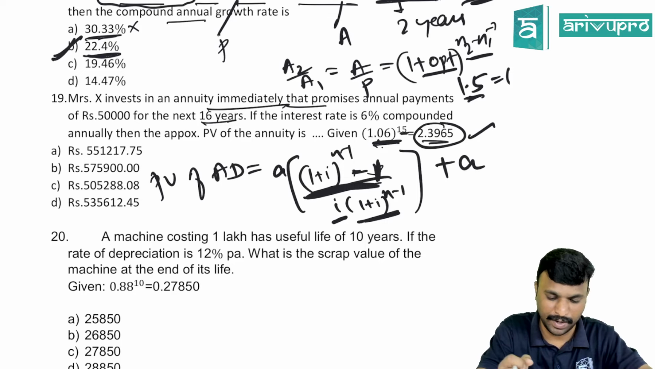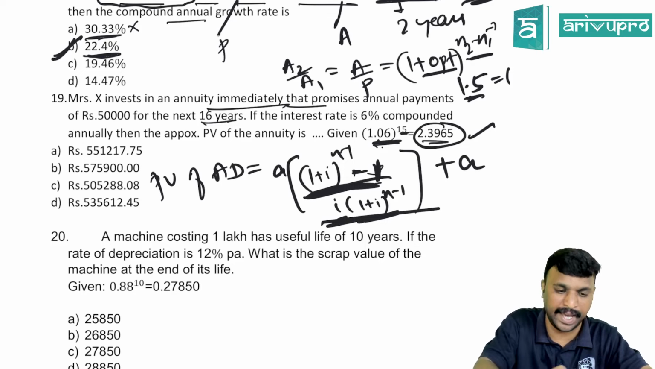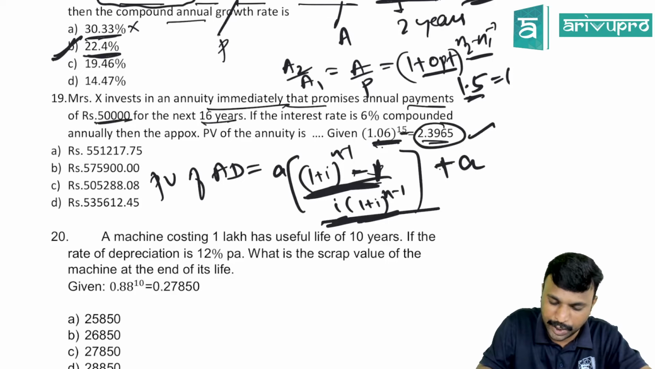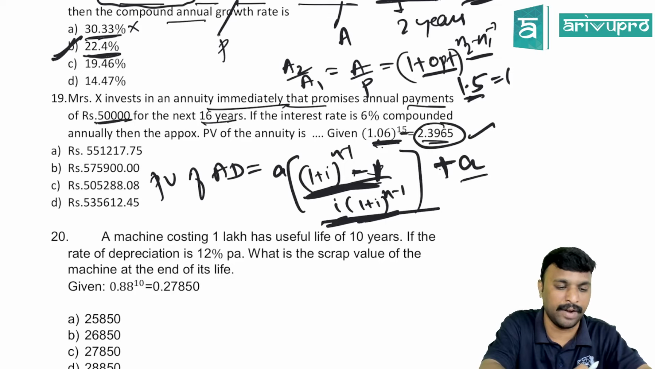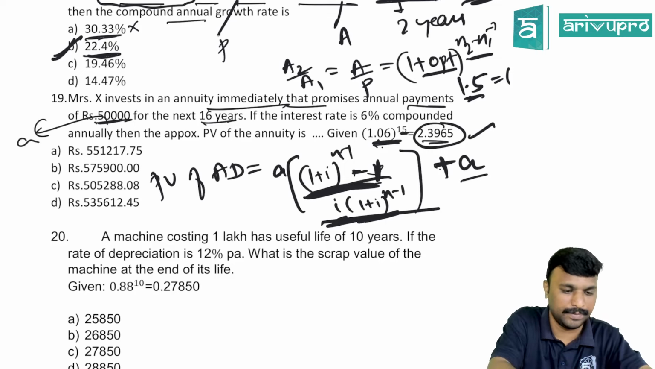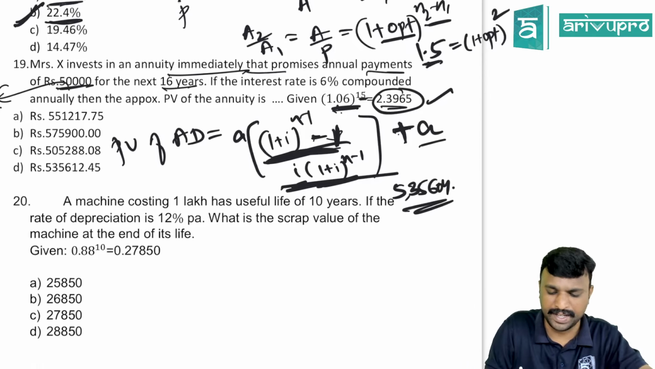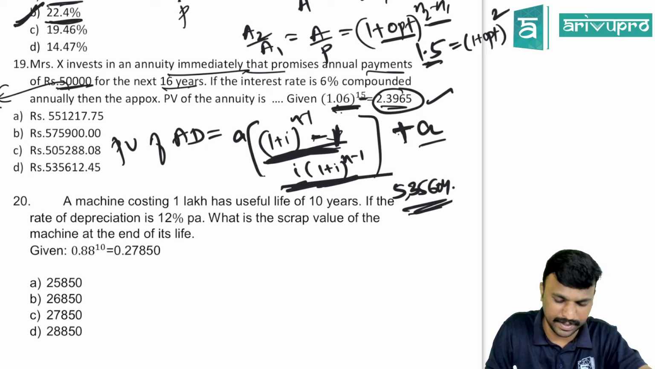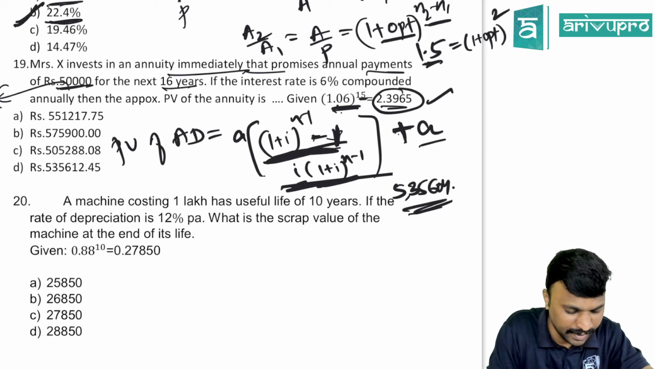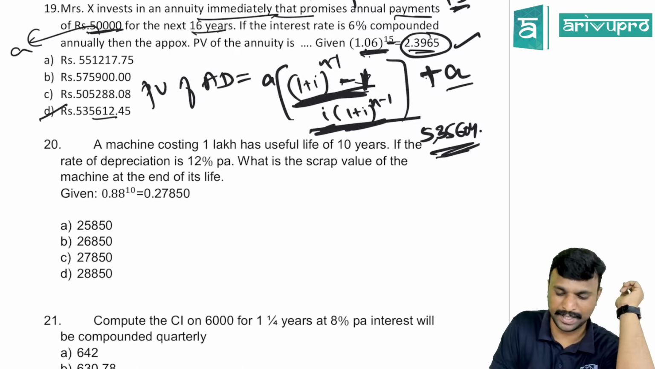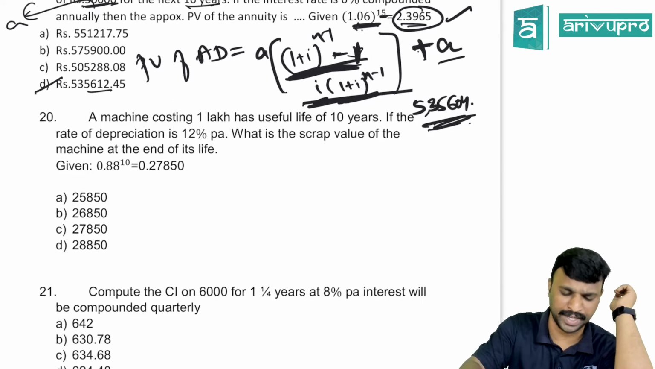2.3965. And the result of this should be multiplied with A. What is the A value given? 50,000. The annual payment is 50,000. So 50,000 you have to multiply. Then after that you need to add A. How much is A? A is 50,000. So the result is 535,604.5 something. So the nearest answer is 5,35,604. The nearest answer is option D. You're getting a one digit approximation, because 612, 604, that's the closest answer. So you can take option D as the right one.